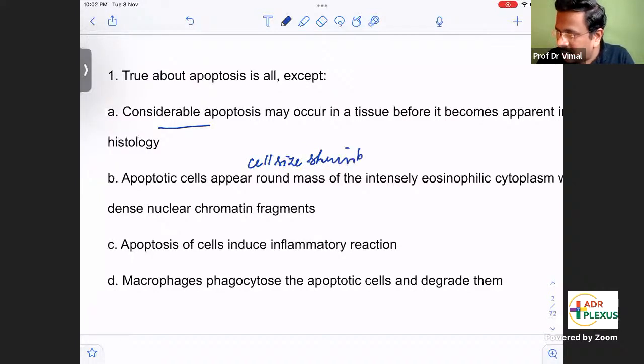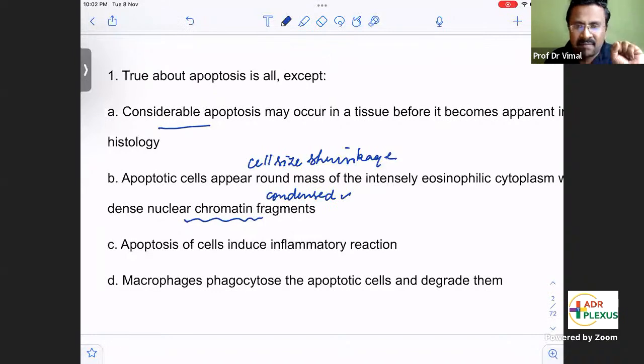Another important keyword in apoptosis you have to know is the chromatin. The chromatin will be condensed. And the apoptotic cell will be intensely eosinophilic, that is, it will appear more pinkish in nature, and will be shrunken.